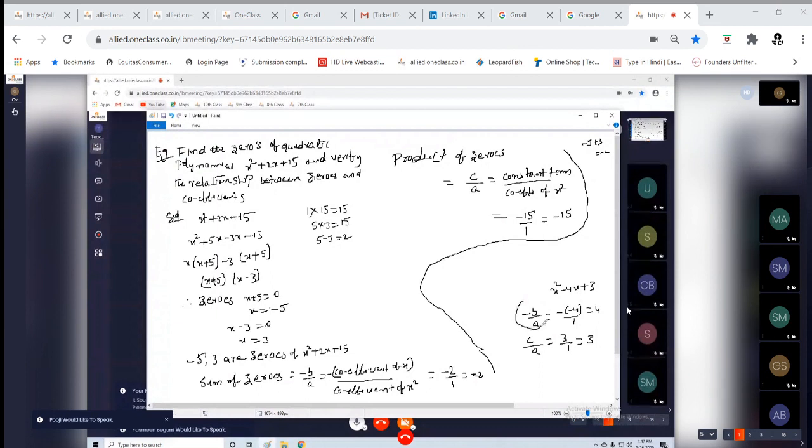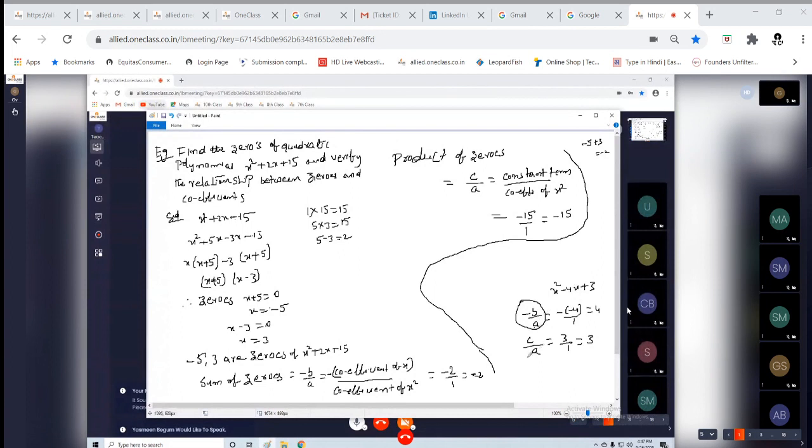Now I have understood. The sum of the zeros means minus coefficient of x by coefficient of x square. The product of zeros means the constant term by the coefficient of x square. I have understood. Don't write.